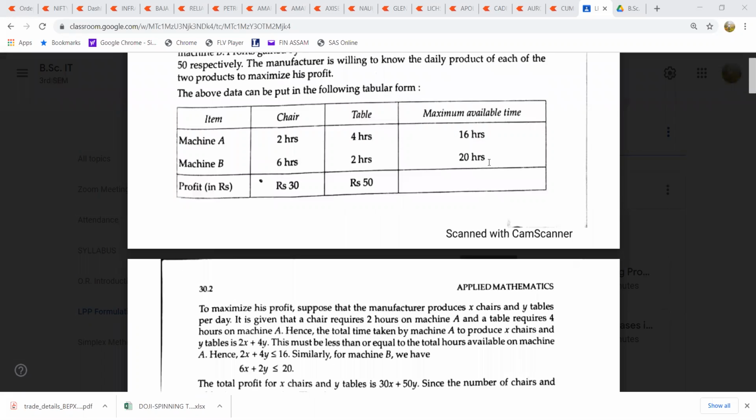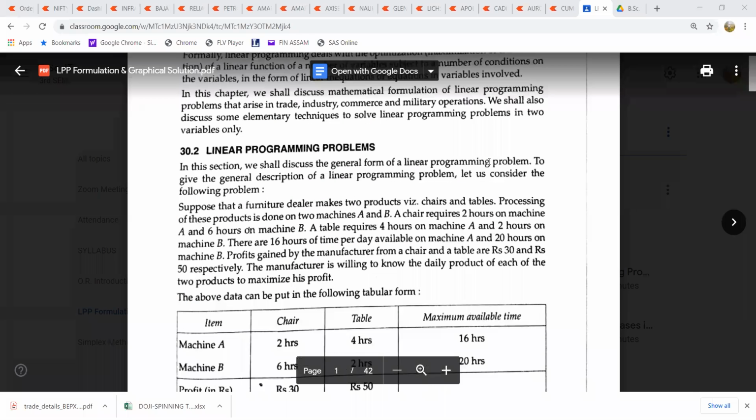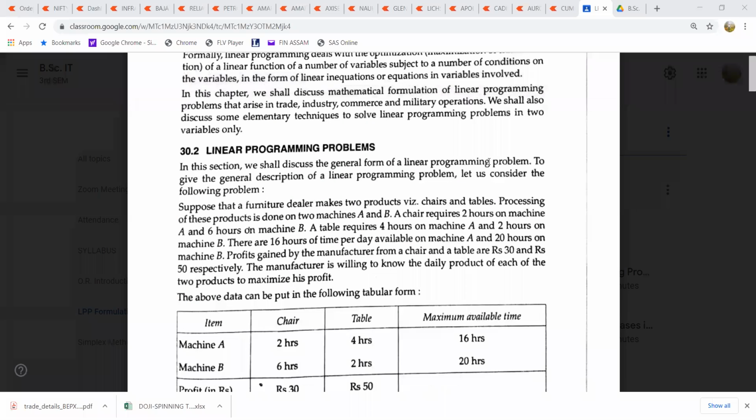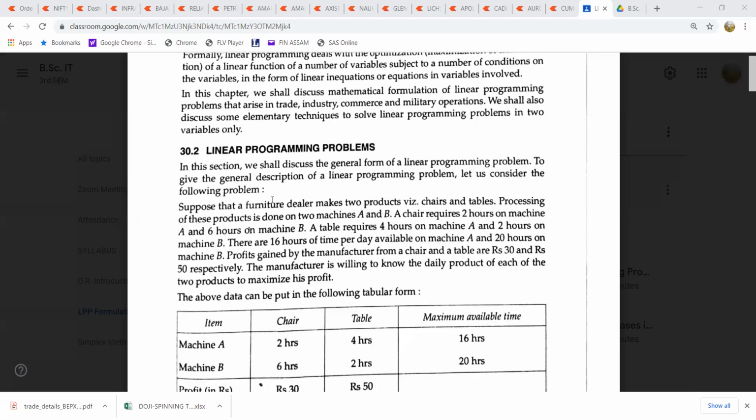Okay, so we'll discuss today. In the last class, we discussed the formulation of a linear programming problem, is it not? Just interact with me now. Whenever I ask some questions, please reply. In the last class, we learned how to formulate a linear programming problem.